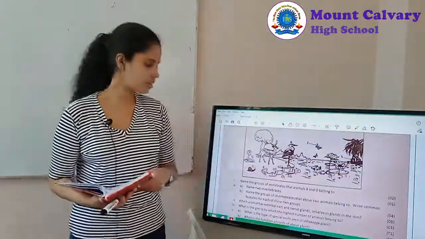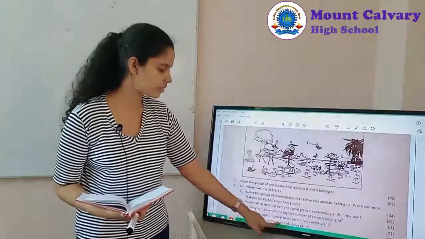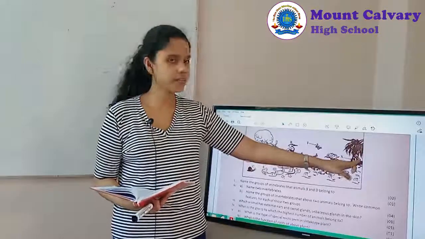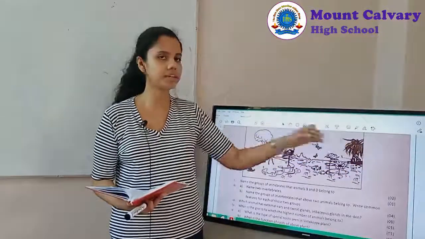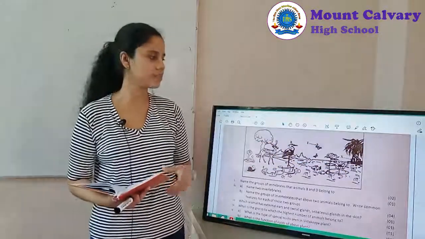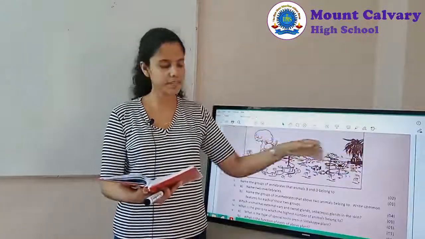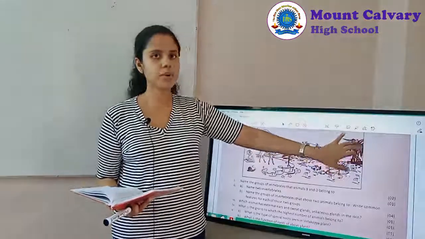So what is the function of this stilt root? What is the function of the roots above the ground? The stilt root helps the stem of the plant. We can say stilt roots support the stem of the plant. So the function is it supports the stem of the plant.